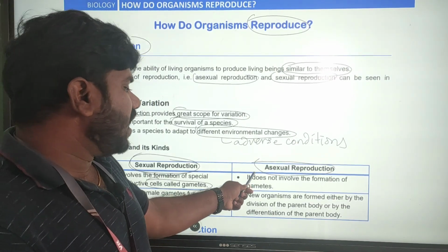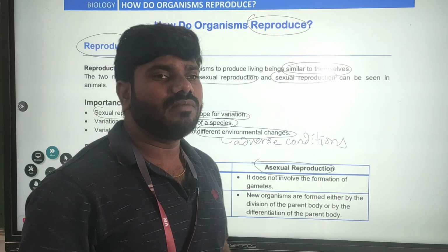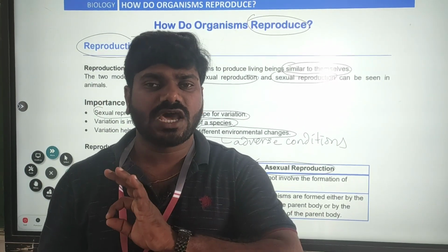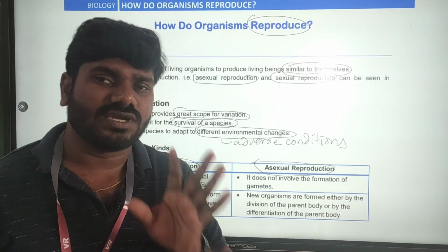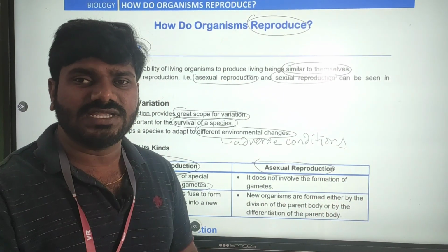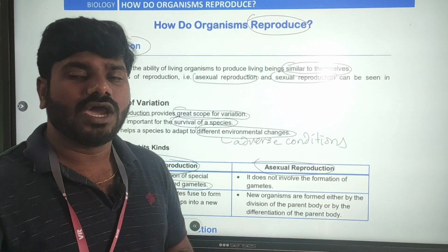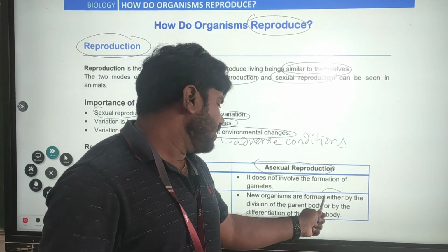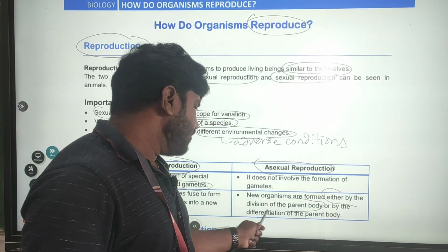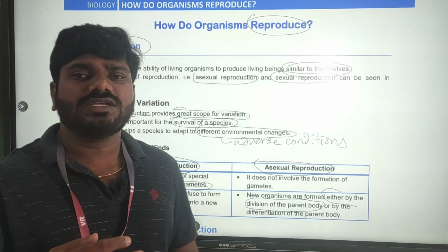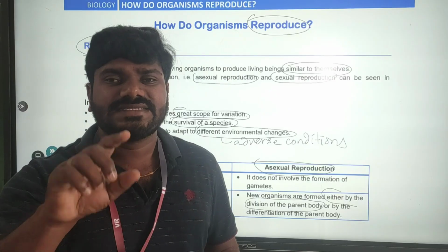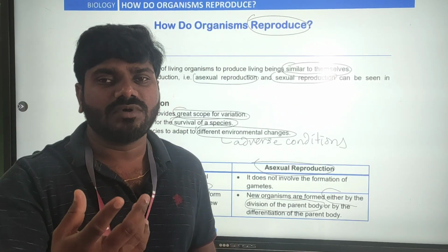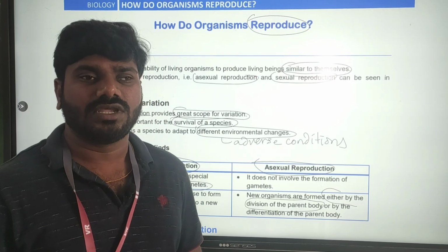Okay, we will see asexual reproduction. It does not involve any formation of gametes. That means male and female gametes are not needed in asexual reproduction. Only a single parent is enough to reproduce an offspring. New organisms are formed by division of the parent body. Only a single parent is enough to reproduce a new organism in asexual reproduction. That means what?